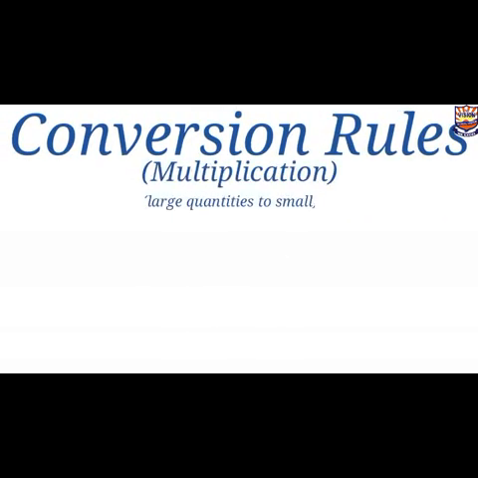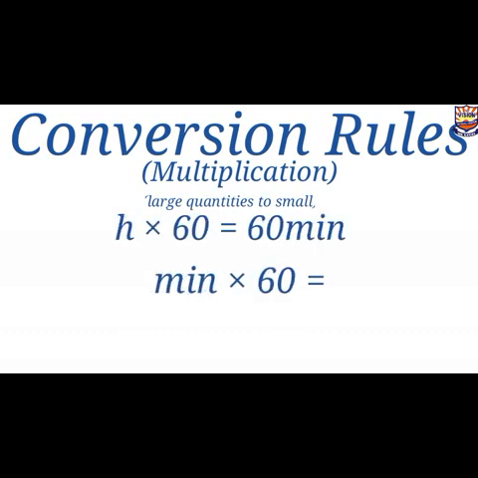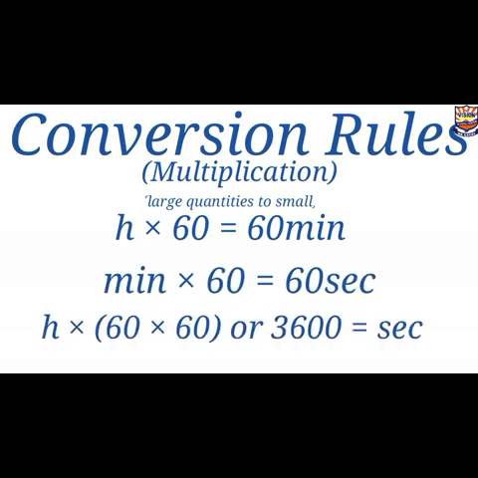There are some conversion rules to convert large quantities into small quantities by multiplication. To convert hours into minutes, multiply hours with 60. And to convert minutes into seconds, multiply minutes with 60. And to convert hours into seconds, multiply hours with 60 twice or with 3600.